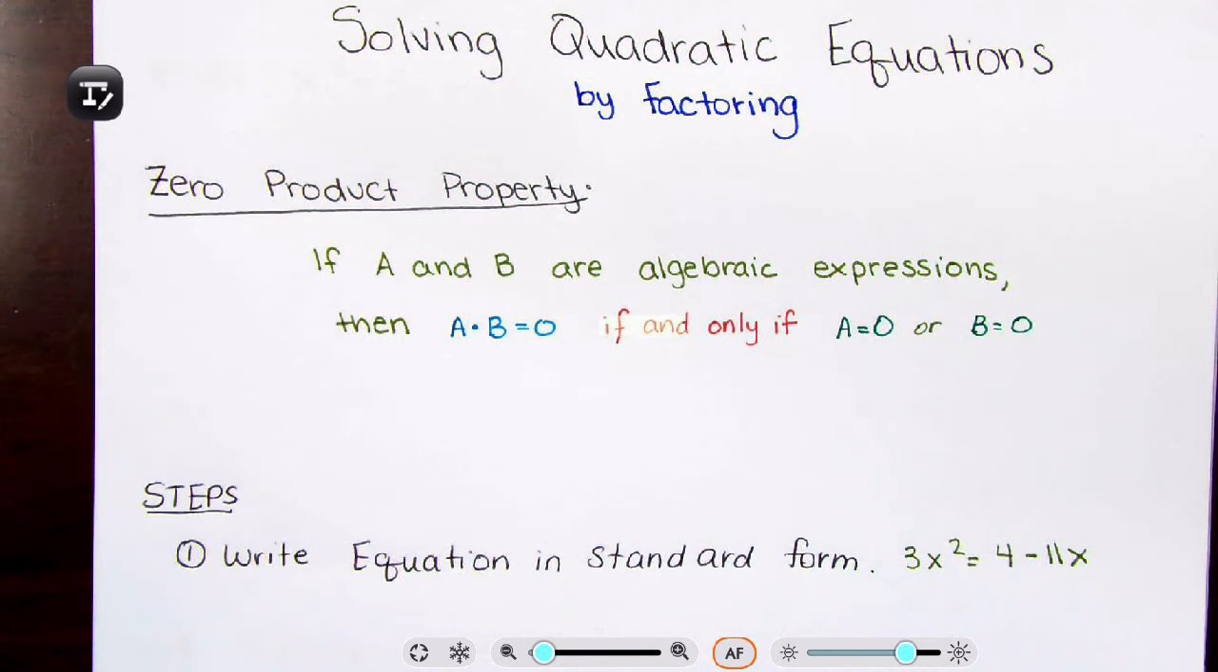In this video, we are talking about solving quadratic equations, specifically by factoring. As always, if I make a mistake, please let me know where the mistake occurs so that way we all can learn from them. Let's talk about the zero product property first.